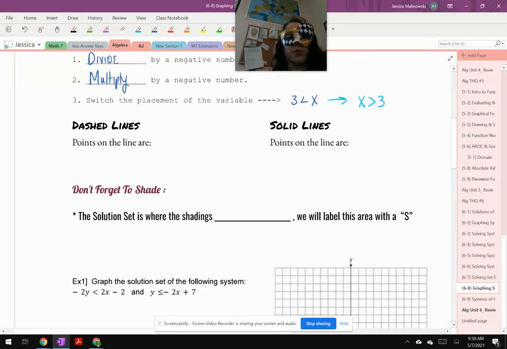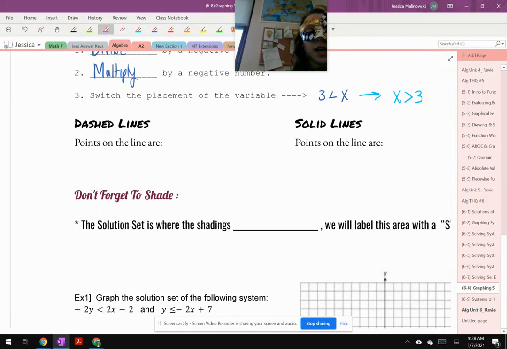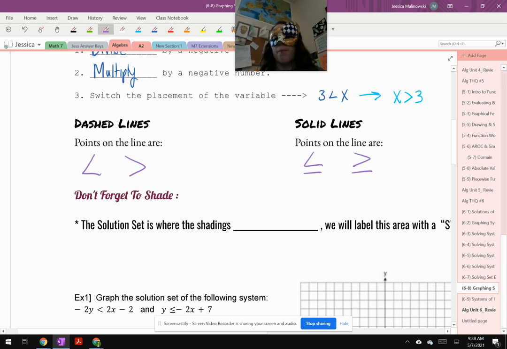Remember to determine if you get a dashed line versus a solid line. Dashed lines are for just less than or just greater than. Solid lines are for the "or equal to"s.